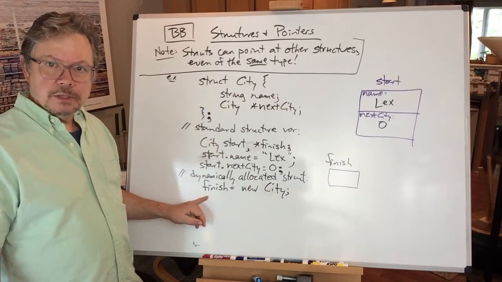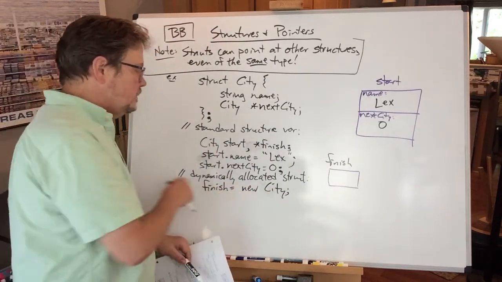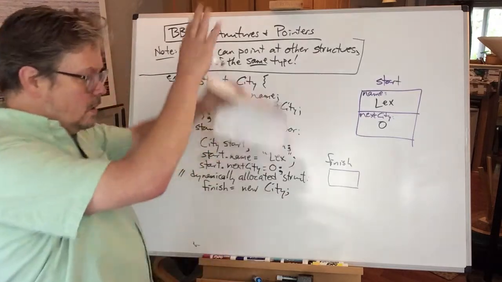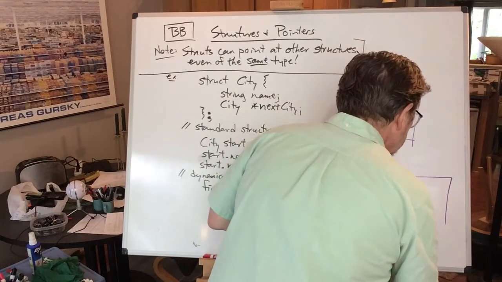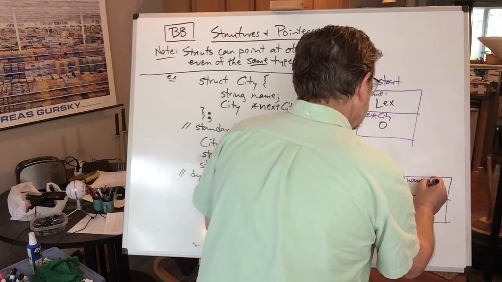Holy moly, that was a lot of pieces. Here's what they look like. On the right-hand side, when the system is evaluating this assignment statement, oh, where is it? I don't know. I found enough room for a city right here with all the pieces, the name and the next city.